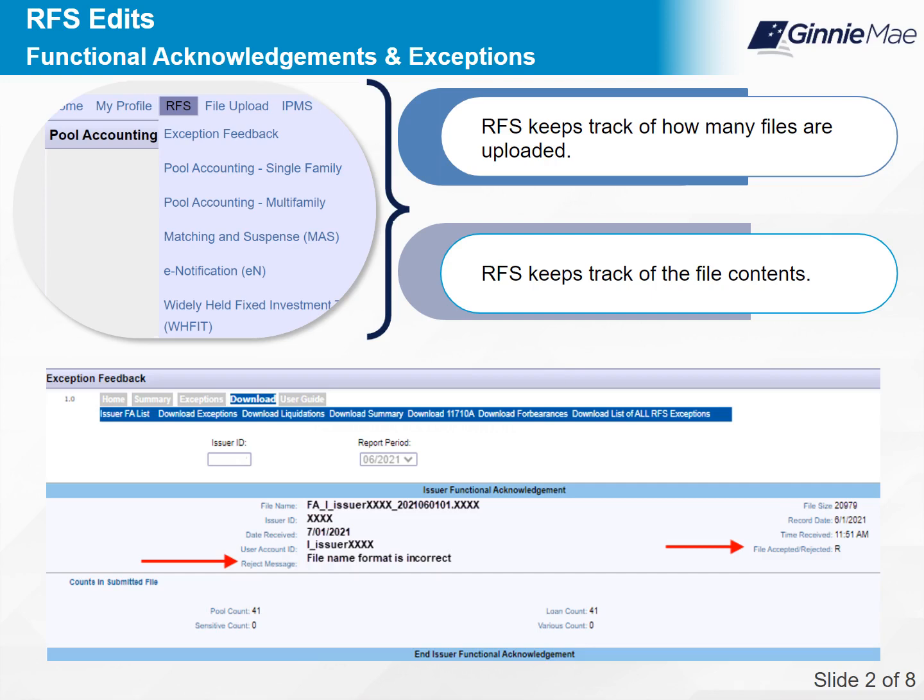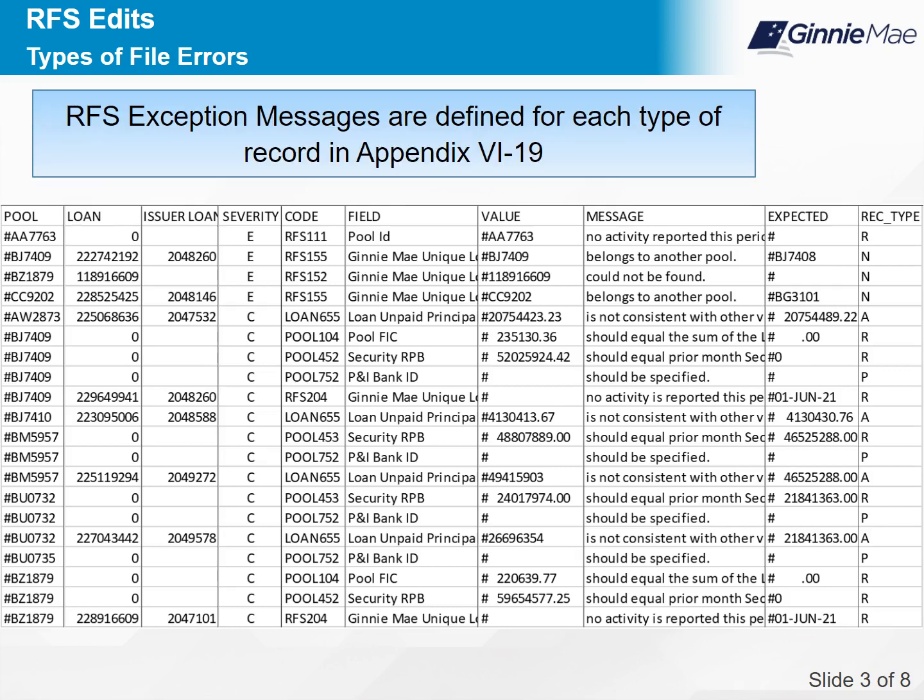This is an example of a rejected file. The reject message states, "File name format is incorrect." Select Next to continue. RFS exception messages are defined for each type of record in Appendix 6-19, RFS Issuer Monthly Report of Pool and Loan Data.